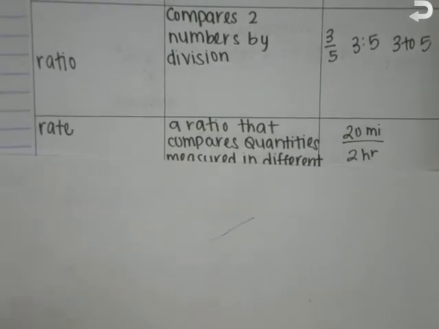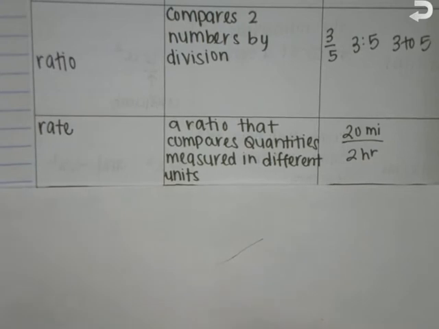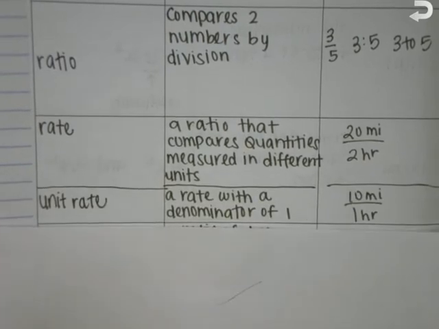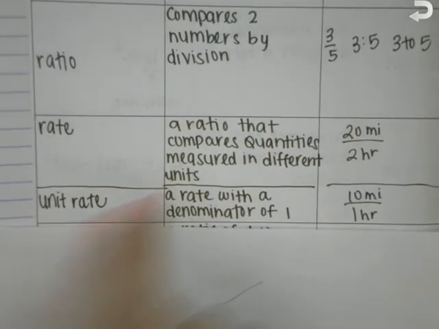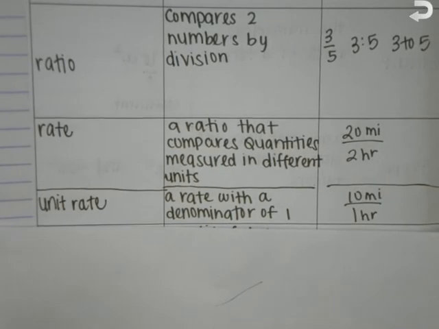Okay, so then what is a rate? A rate is a ratio, and we're going to do rate and unit rate. So because those two are connected, I put them in the same box. So a rate is a ratio that compares quantities measured in different units. And the example I gave is 20 miles for 2 hours. So let's say you're riding your bike, and you get to 20 miles in 2 hours. So your rate would be 20 miles in 2 hours.